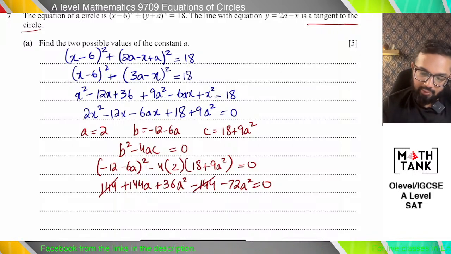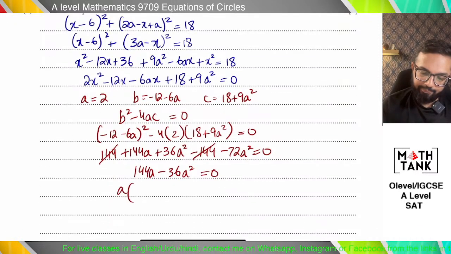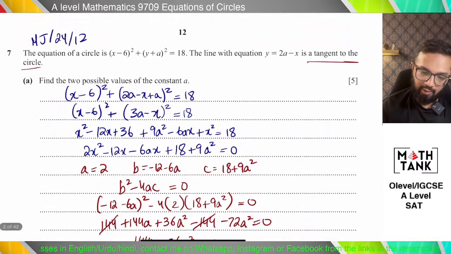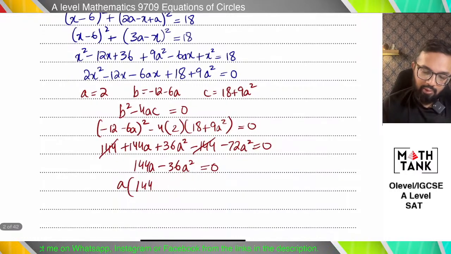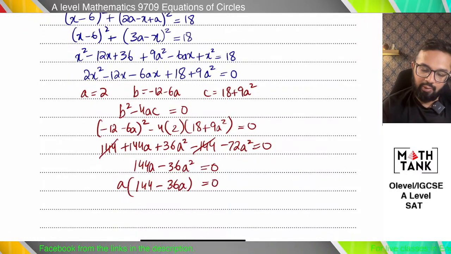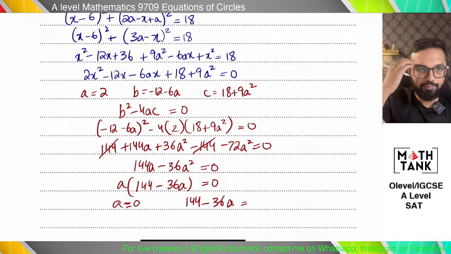I get 144a − 36a². I take an a common. Okay, so either a equals 0 or 144 − 36a equals 0.